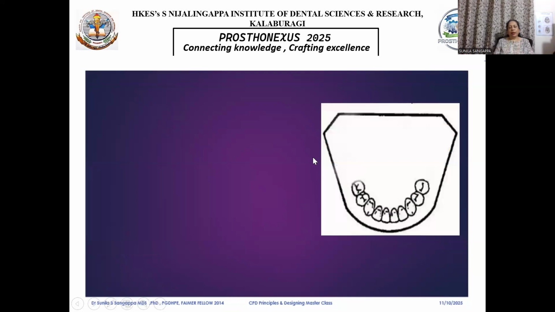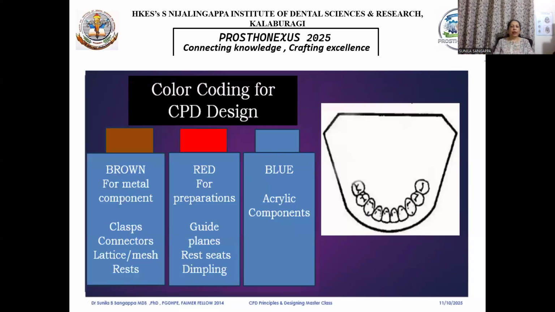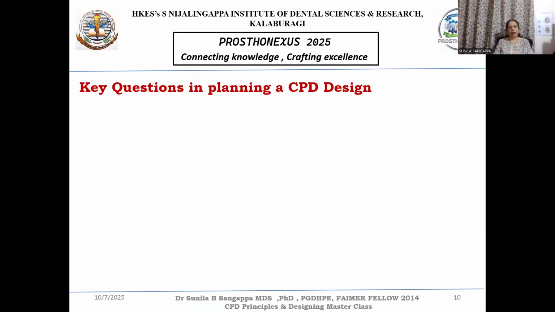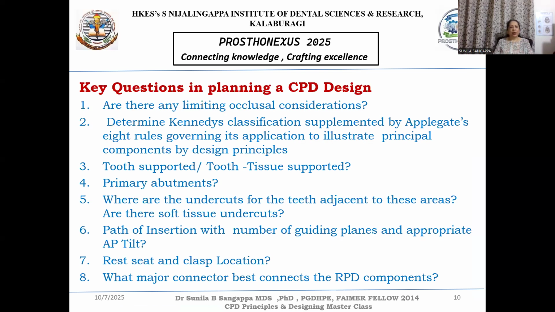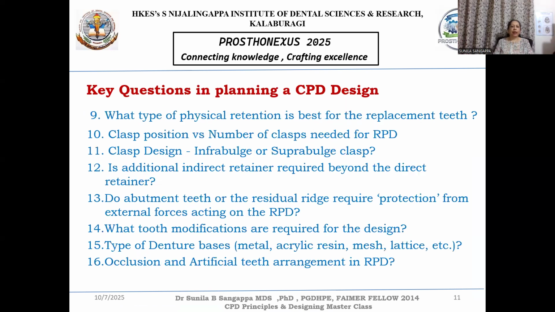For ease of discussion, I have tried to go ahead considering this mandibular partially edentulous condition for the discussion. To begin with, we need to have a note on the color coding for CPD design: brown for the metal components, red for all the preps, and blue for the acrylic components. So what are the key questions that need to be considered while you're charting a CPD design? Here I have laid down 16 questions which have to be promptly answered to get an effective design. Let's take them one by one across the session.